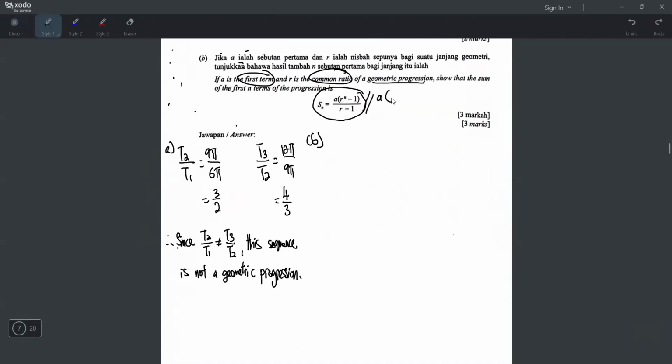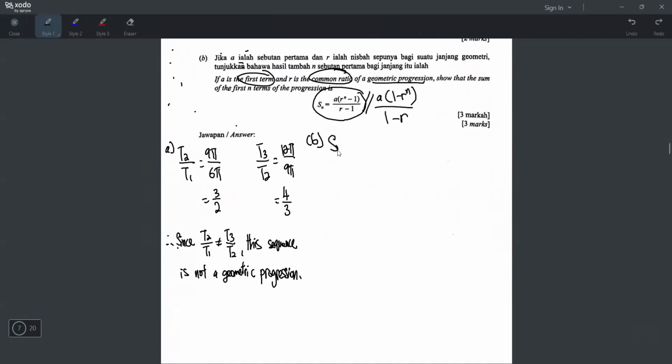Satu is macam ni, satu lagi is like this: 1 minus R power N over 1 minus R. Okay, they look similar, but they are not the same. This one is R minus 1, R power N minus 1. This one is 1 minus R, 1 minus R power N. Tapi cara untuk derive dua formula ni lebih kurang sama, tapi bukan exactly sama lah, tapi lebih kurang sama.